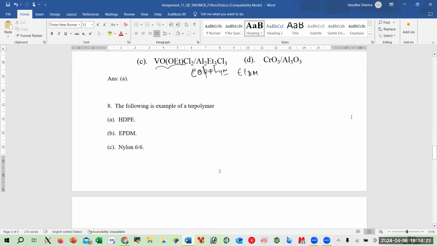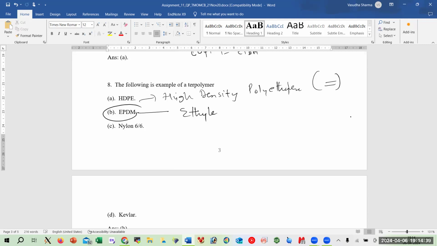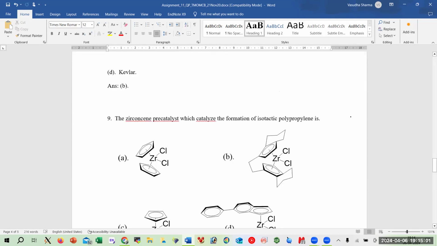The following is an example of a terpolymer. We have already seen that EPDM is nothing but your ethylene. This is high density polyethylene, which is only made up of one monomer. It is ethylene plus this and 1,4 hexadiene. So it's actually made up of 3 units. It is of adipic acid and some amine groups. So it's only 2 units. So only this one is an example of a terpolymer.